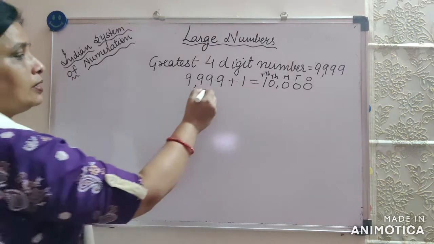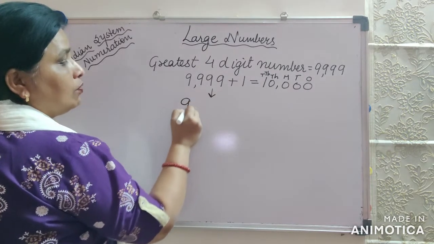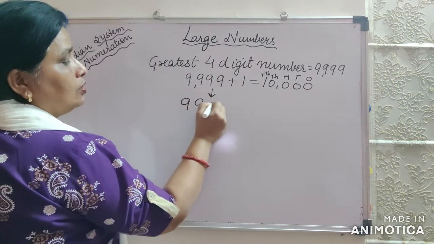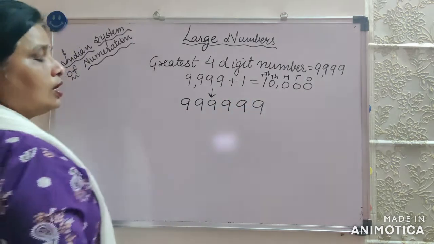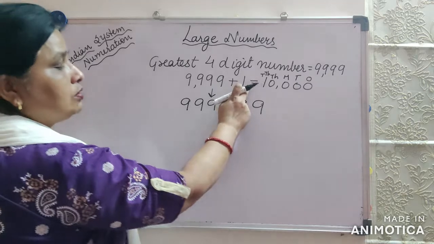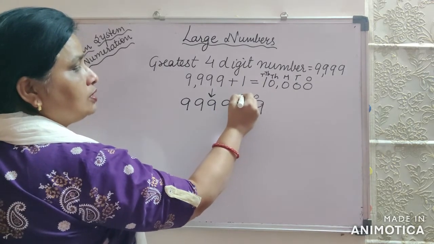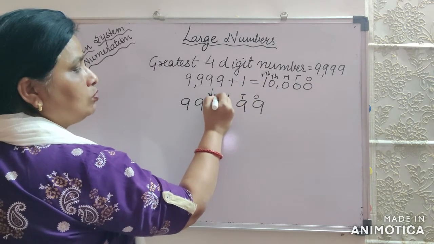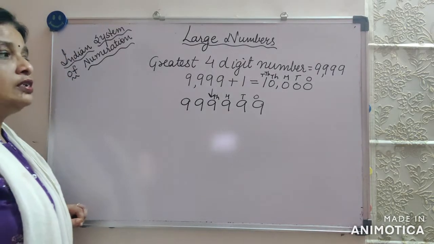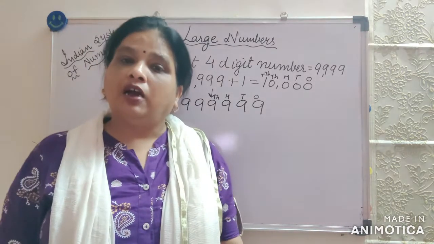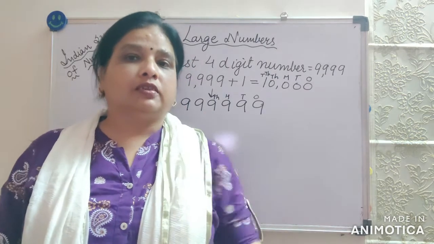But what will happen if the number is 5 or 6 digits? 1, 2, 3, 4, 5, 6. Right? So you know up to 10,000. So you can say it is ones, tens, hundred and thousand. But what about these places? So children, just to read and write the large numbers, there are two methods, right?